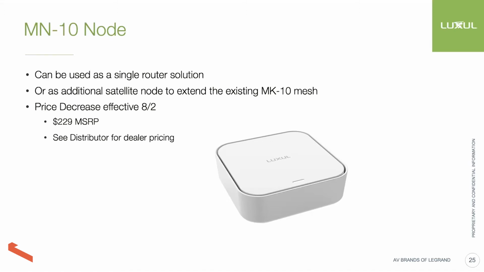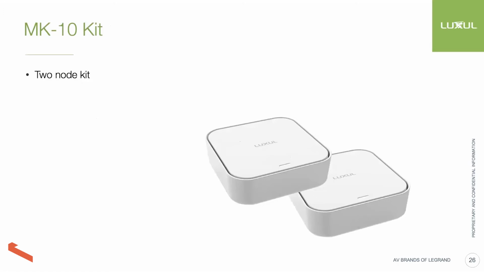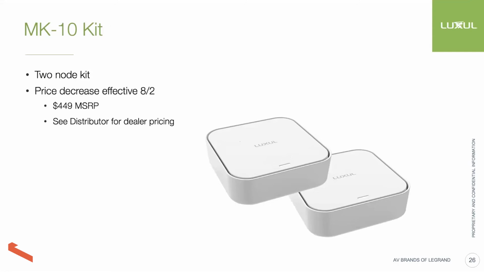Or you can buy it as a kit, which is 2 nodes in the kit. And if you need 4 nodes, you can buy 2 kits. Or if you need 3 nodes, you can buy a kit and an individual, whatever combination you need. These also have the same price reduction. So now we're talking about $450 retail for the 2 node kit. And again, you can check with your local Snap branch for exact pricing, but you guys probably can figure out about what that's going to be.